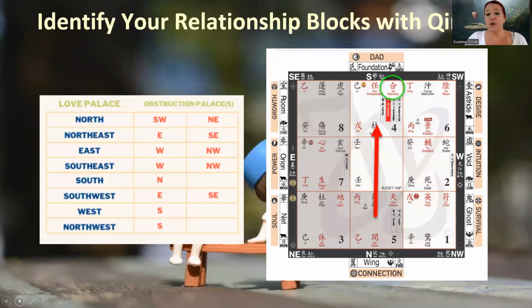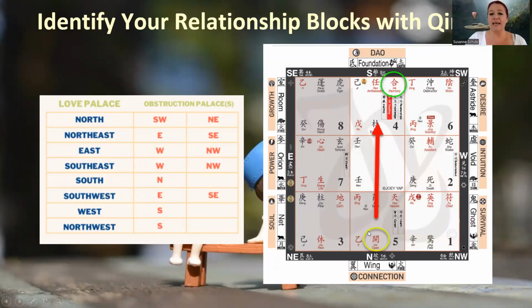All right, so this is what this looks like. This particular person, as we said, has the relationship palace here in the south. And because it's in the south, the countering palace, or the obstruction palace, is in the north, which is here. So this is all you need to do. This is super simple, super straightforward. Now, once you know the obstruction palace, what you need to look at is the door. Sorry for that, the door here. In the center point of the obstruction palace, you have what we call a door.